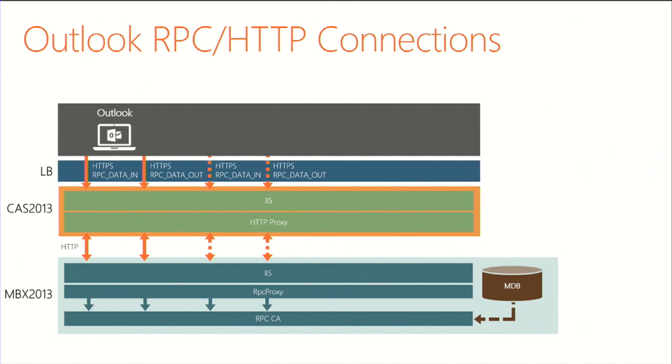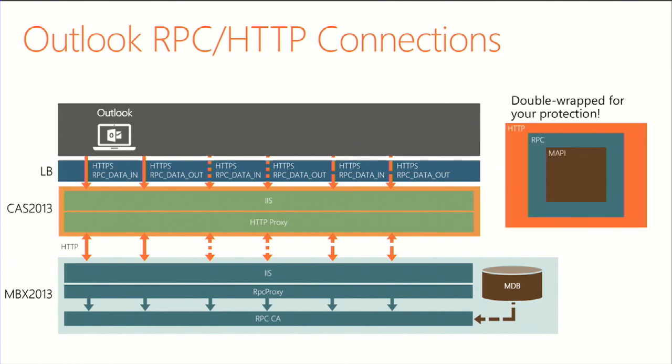The important thing here is that we simply proxy that data through CAS to the mailbox server hosting the active copy for that particular mailbox. We then, in IIS, through the RPC proxy component, de-encapsulate RPC, and we send that local RPC to the RPC Client Access service. And then that accesses the store to retrieve that data. Another way to look at this is that you have three layers. You have HTTP, you have the RPC protocol, and within the RPC protocol, you have the messaging API interface where all the remote operations are being passed between client and server for your data rendering.